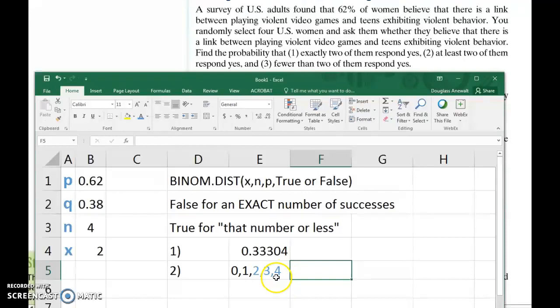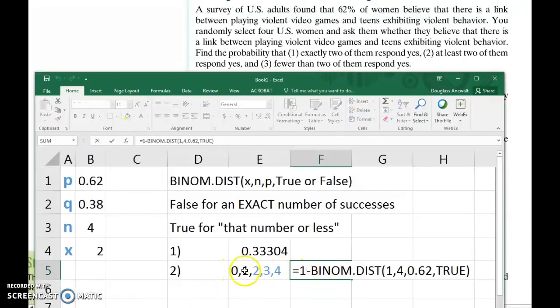Now the fastest way to do this is to enter the formula like this. What I'm going to do is calculate the probability of 0 or 1 and then subtract that probability from 100%. And that leaves me then with the probability of 2, 3, or 4 by the complement. So I'm doing 1 minus, this is the probability of 1 or less because I'm using true. So this is going to subtract away the probability of 0 and 1, which leaves me with 2, 3, and 4.